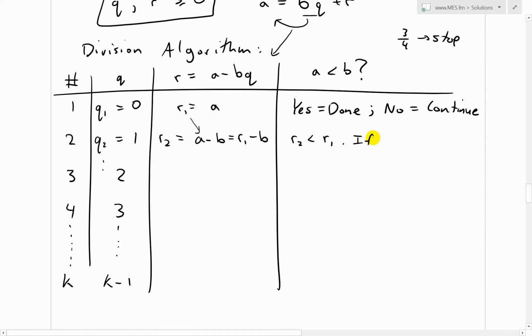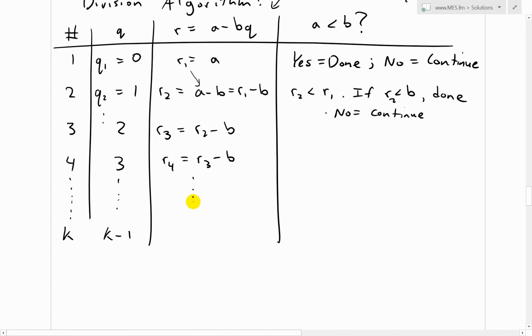And now, if r2 is less than b, then we are done; else, continue. And again, b is the divisor. If no, this equals continue, so we just keep going. Now we have r3, and that's q3, which equals 2. Plug that in, and we have a minus 2b, which is the same thing as r2 minus b, and then this keeps going on. r4 equals r3 minus b, and so on. So r of k equals r of k minus 1 minus b.